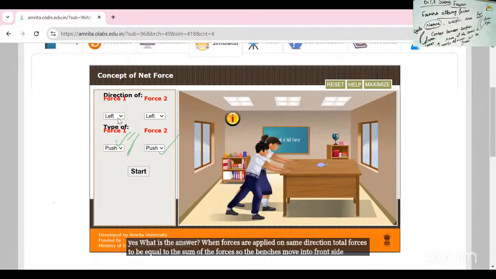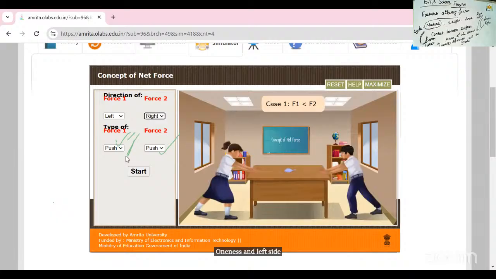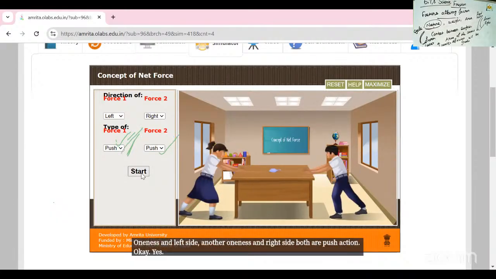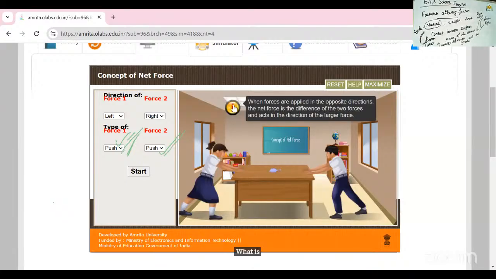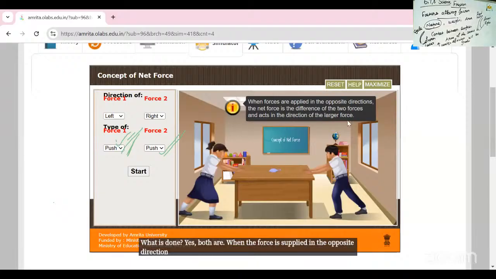Next one, one is on the left side, another one is on the right side. Both are push action. Okay. Yes. What is done? Yes, both are. When the force is applied in the opposite direction, the net force is the difference of the two forces.